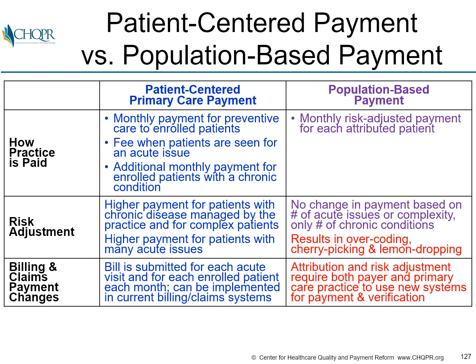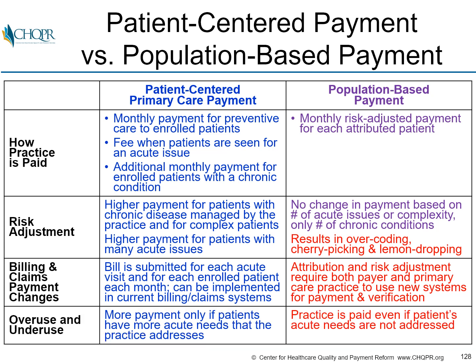Patient-centered primary care payment can be implemented automatically through the standard billing and claims payment systems every health plan and primary care practice uses, whereas population-based payment systems require complex attribution and risk adjustment systems that most health plans cannot implement, and that increase administrative burdens on primary care practices.